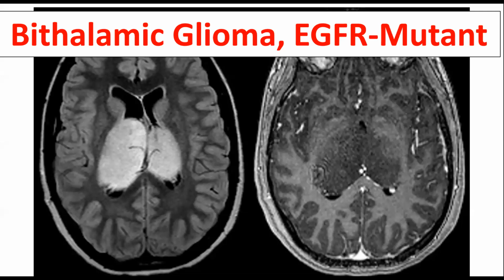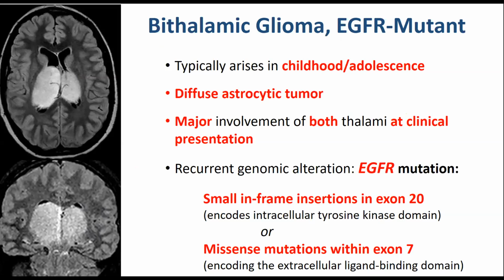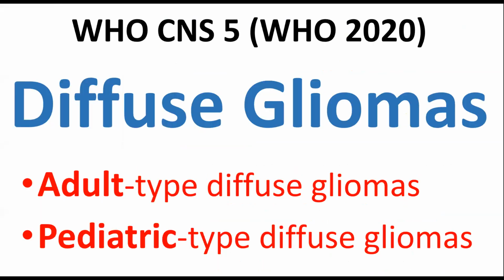All right, what we covered last time, for any of you who missed the conference: bithalamic glioma, EGFR mutant, childhood, adolescence primarily. It is a diffuse astrocytic tumor. You have to have major involvement of both thalami at presentation, not just a little bit of massa intermedia crossover. The genomic, 2 recurrent genomic alterations, both in EGFR: small in-frame insertions in exon 20, which is the intracellular tyrosine kinase domain, or missense mutations in exon 7, which is the ligand binding domain. Okay, that was the last one. Here's what I want to discuss for just 1 minute, 60 seconds.